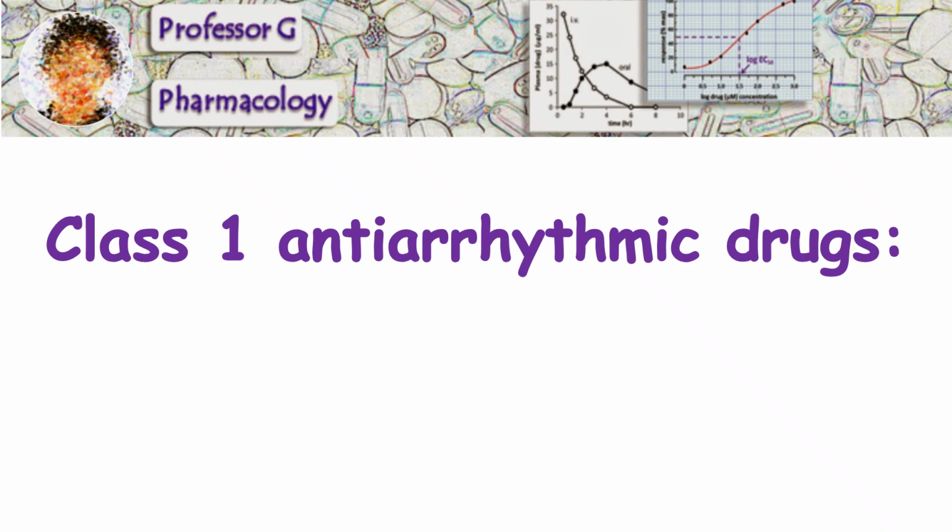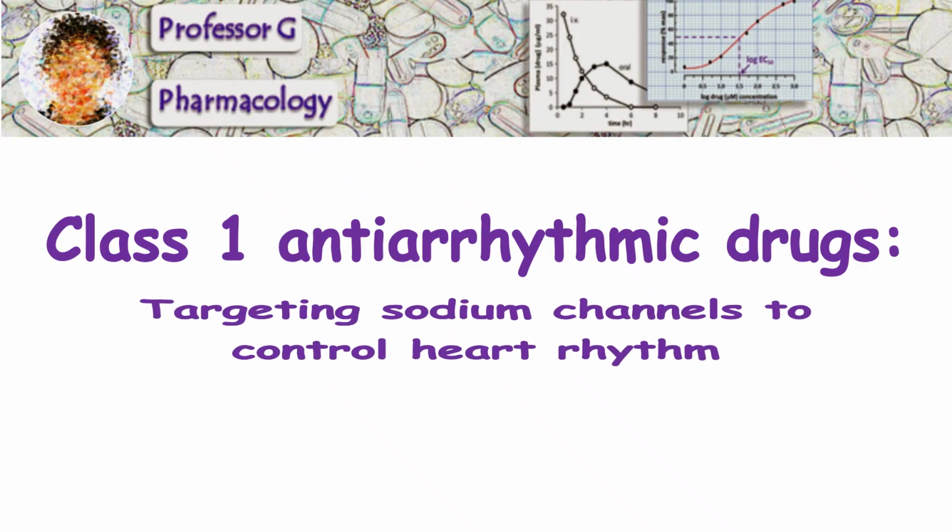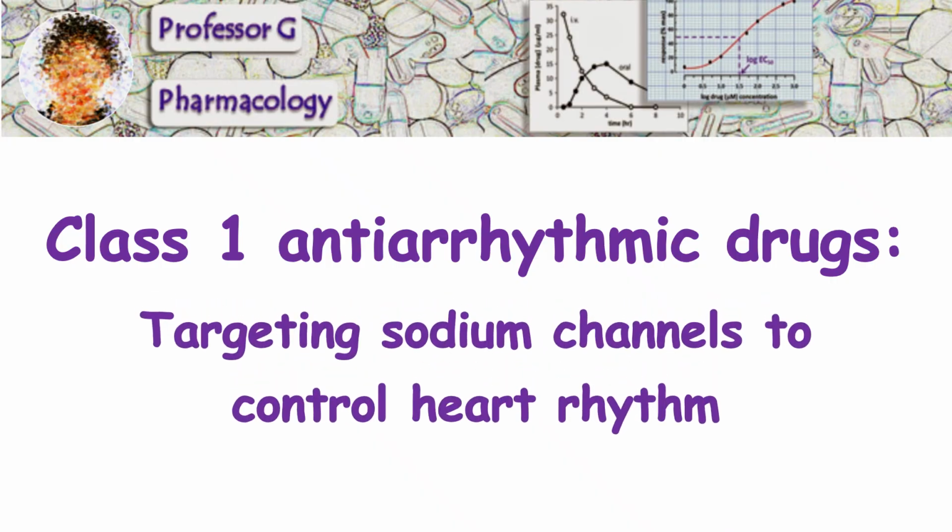The heartbeat depends on a finely tuned electrical system, where every impulse starts, travels, and ends with precision. But when this rhythm is disrupted, the consequences can be life-threatening. That's where antiarrhythmic drugs come in. In this video, I explain the mechanisms of action of the Class 1 antiarrhythmic drugs, especially how they target sodium channels to control cardiac rhythm.